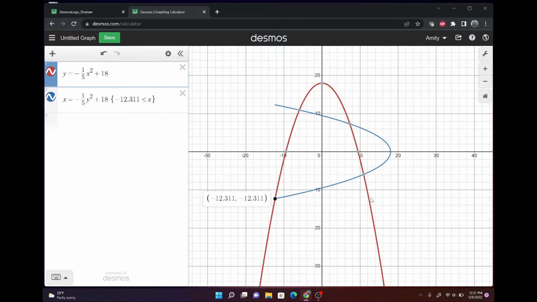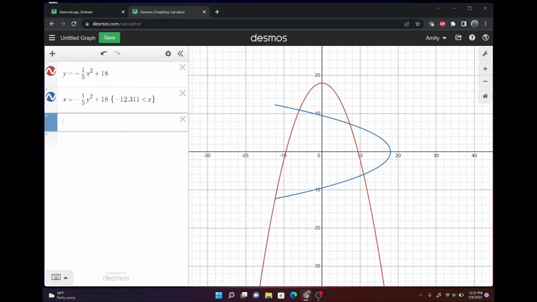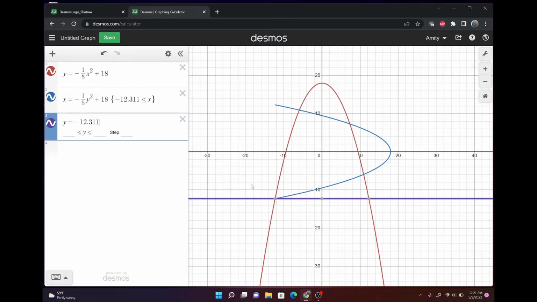Well, it turns out I'm going to add a little helper line here. I'm going to start it at this negative 12.311. Here we go. My helper line is y equals negative 12.311. And notice how I'm intersecting here. And now I can see that I have an intersection there.